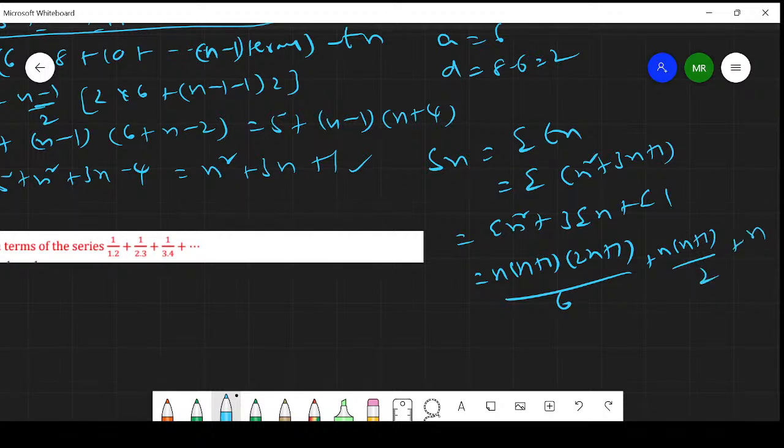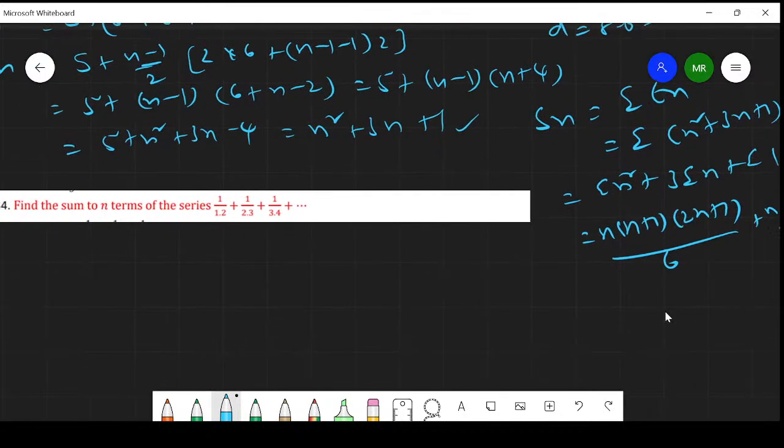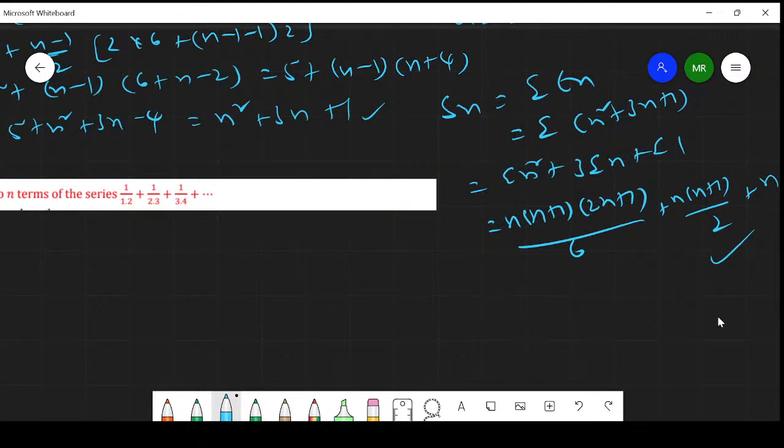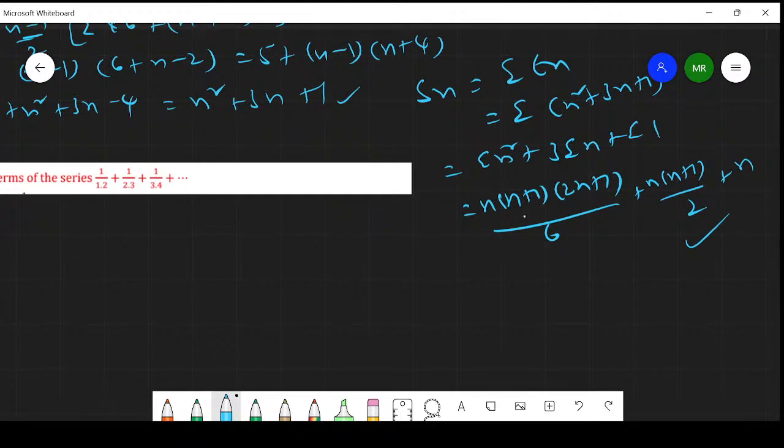Now you take common and simplify, that's all. I hope you can do the simplification part. Take n into n plus 1 by 2 common from these two, or you can leave it here. This is an important problem, they may ask this in the exam. If you are able to simplify, take n common and you will get the answer.